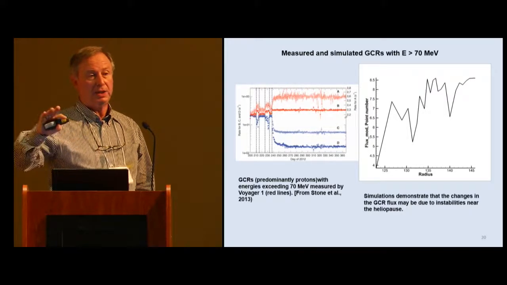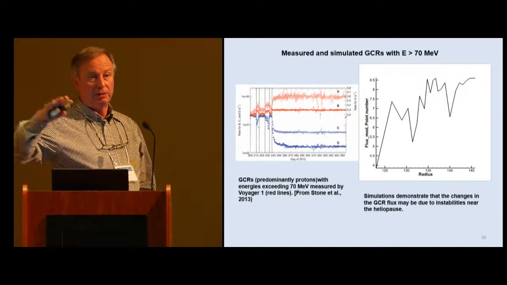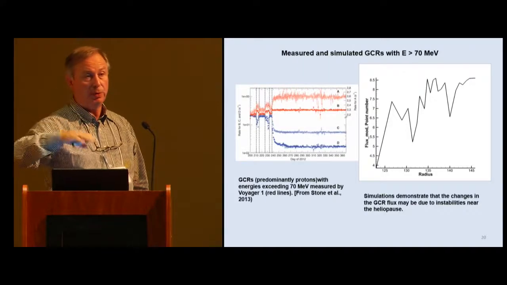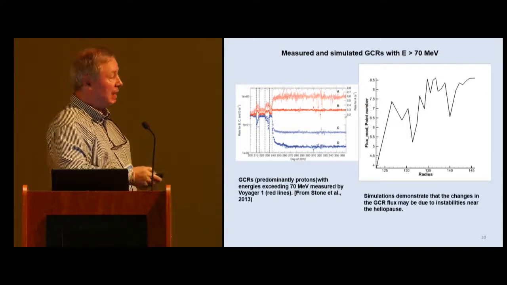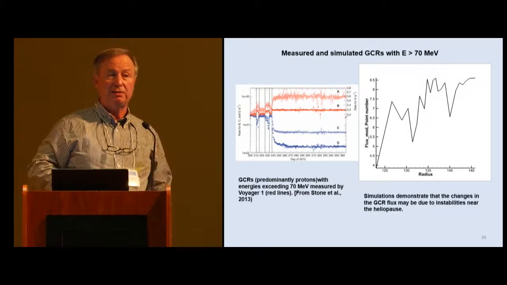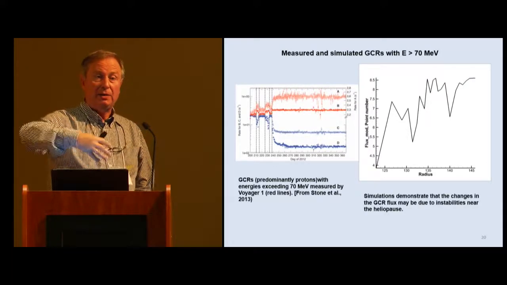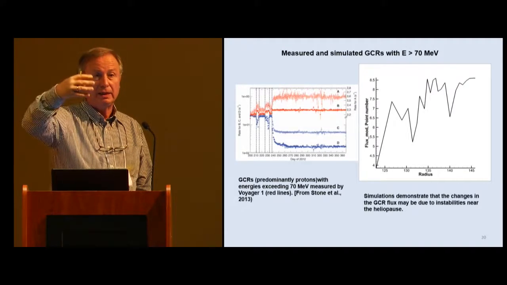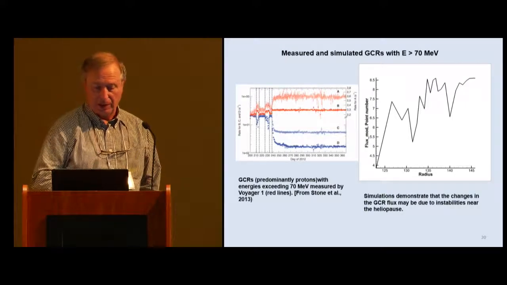fluxes of all energies above 70 mega-electron volt, instead of just simply increasing in a jump-like fashion across the heliopause, there were increases and decreases of the flux. And we showed here in our simulations that these increases and decreases are related to an instability of Rayleigh-Taylor type. And the spacecraft was actually crossing the solar wind and interstellar medium several times. And for this reason, the flux was going up and down.